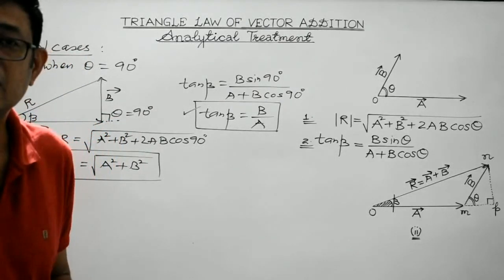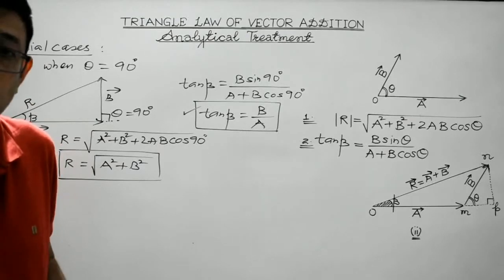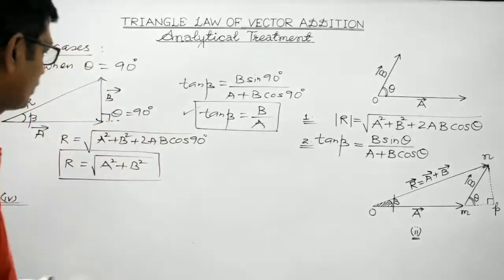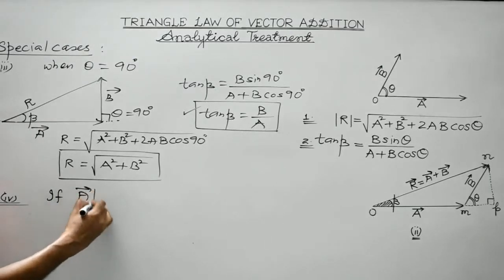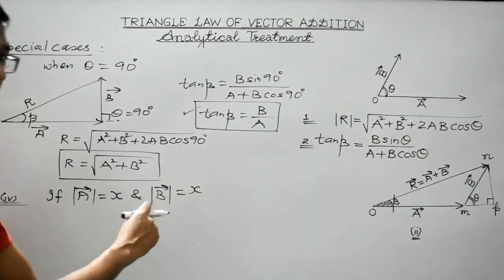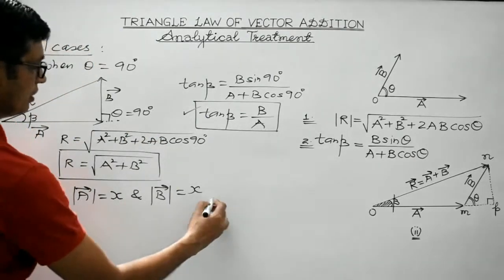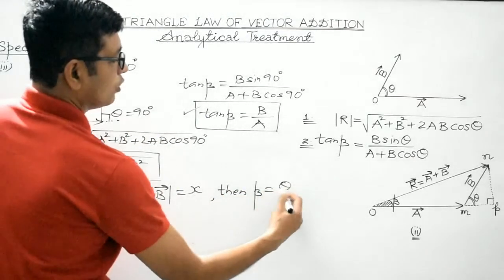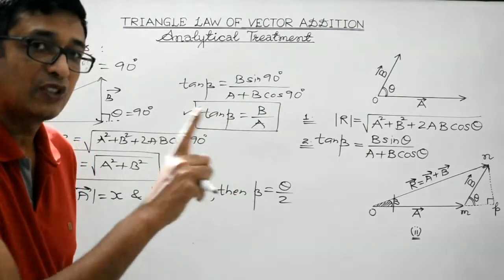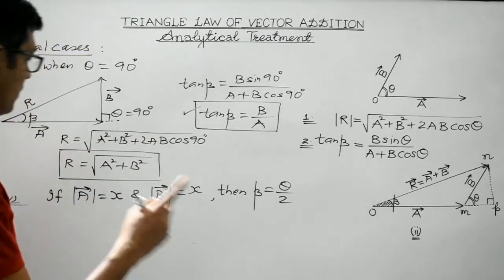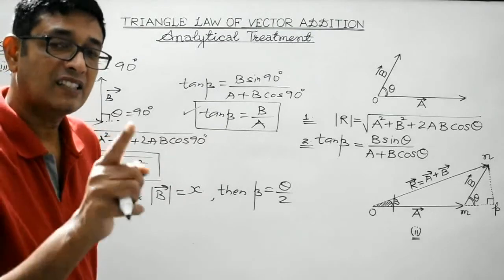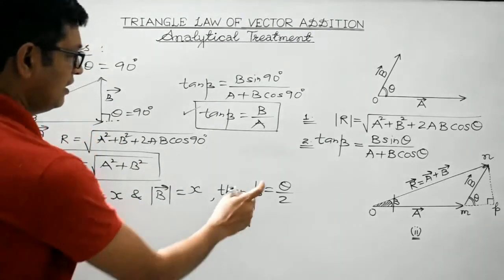whenever the two vectors are equal in magnitude, equal in only magnitude, then the resultant always bisects the angle between them. What I mean to say is that if magnitude of A is x and magnitude of B is also x, that is both the vectors under consideration are of equal magnitude, then beta is equal to theta by 2. The angle between A vector and B vector is theta. Beta is the angle which the resultant makes with A vector. So what we are going to prove is that if the two given vectors are of equal magnitude, then the resultant bisects the angle between them. Clear students? Let's prove it.